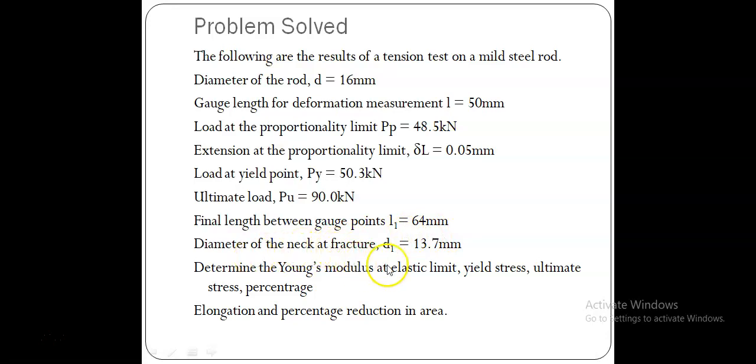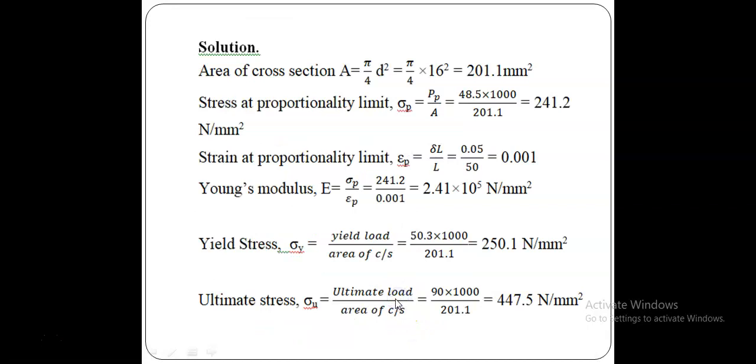Diameter of the neck at fracture D1 is equal to 13.7 mm. This is the neck zone. The diameter of the bar at the neck zone is 13.7 mm, but the initial diameter is 16 mm. So the diameter of the bar is reduced at the necking zone. Determine the Young's modulus, elastic limit, yield stress, ultimate stress, then percentage of elongation and percentage reduction in area. So area of cross section.